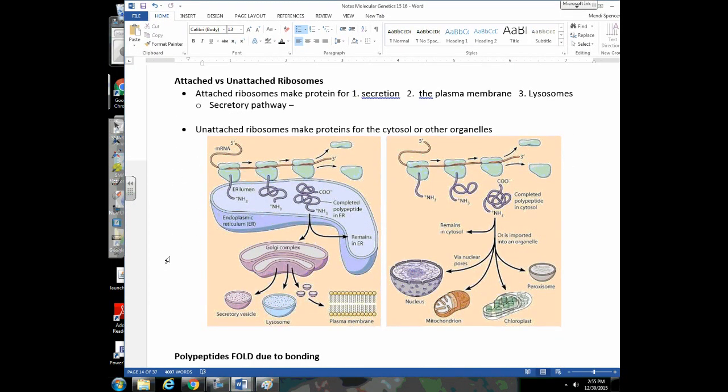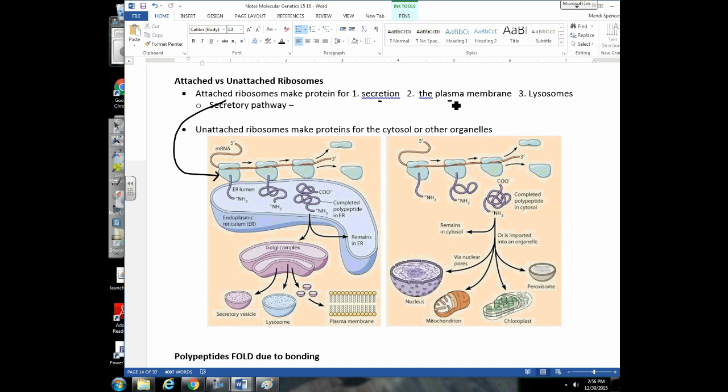Now let's review some concepts related to protein synthesis that we learned earlier in the school year. So we talked about attached versus unattached ribosomes. Remember, attached ribosomes are found on the rough ER. Those unattached ribosomes are just floating around the cytoplasm. You need to remember that it's these attached ribosomes that are making the proteins for 3 different purposes. These proteins can be secreted, they can be embedded in the plasma membrane, and some of these proteins end up being enzymes inside of lysosomes.